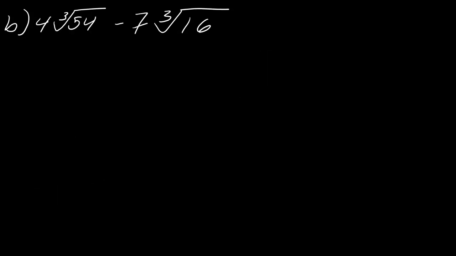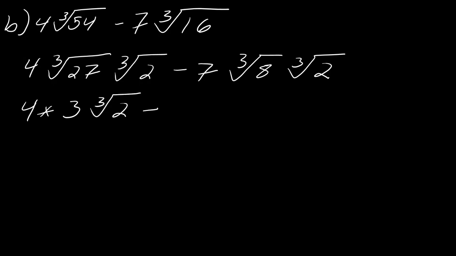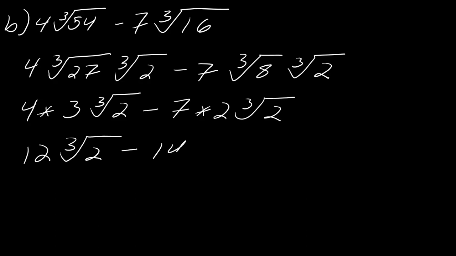Now for this one, I have to think about cubes here. The largest perfect cube that will go into 54 is 27. And then the largest perfect cube that will go into 16 is 8. And now I can go ahead and work through this. So I've got 4 times 3 times the cube root of 2 minus 7 times 2 times the cube root of 2. So ultimately I have 12 times the cube root of 2 minus 14 times the cube root of 2. And so if I subtract those, I get negative 2 times the cube root of 2.